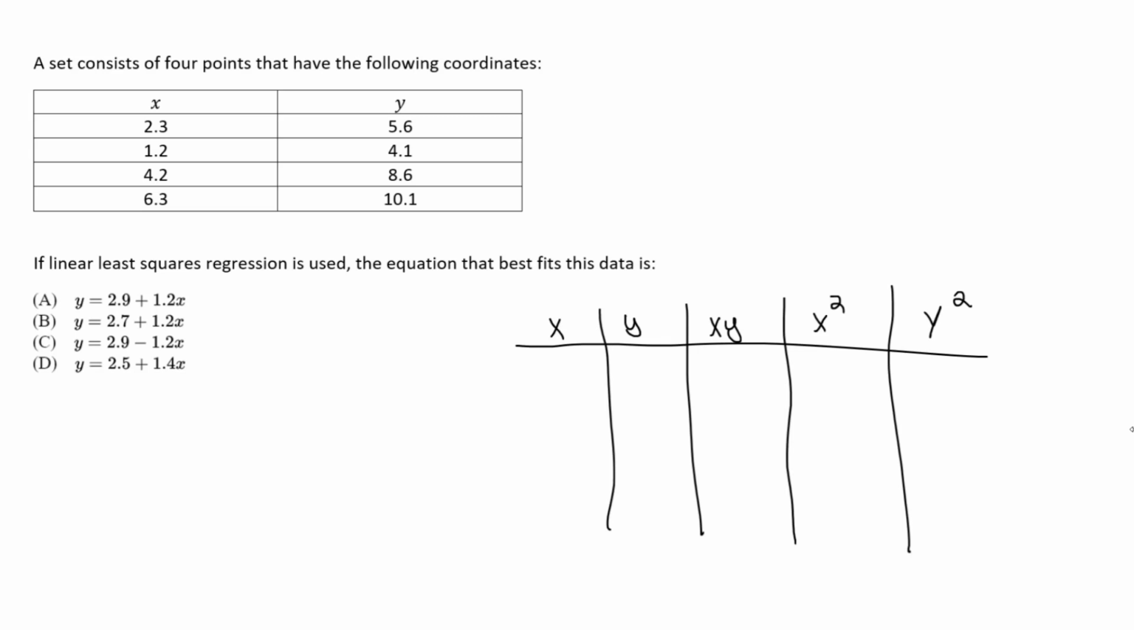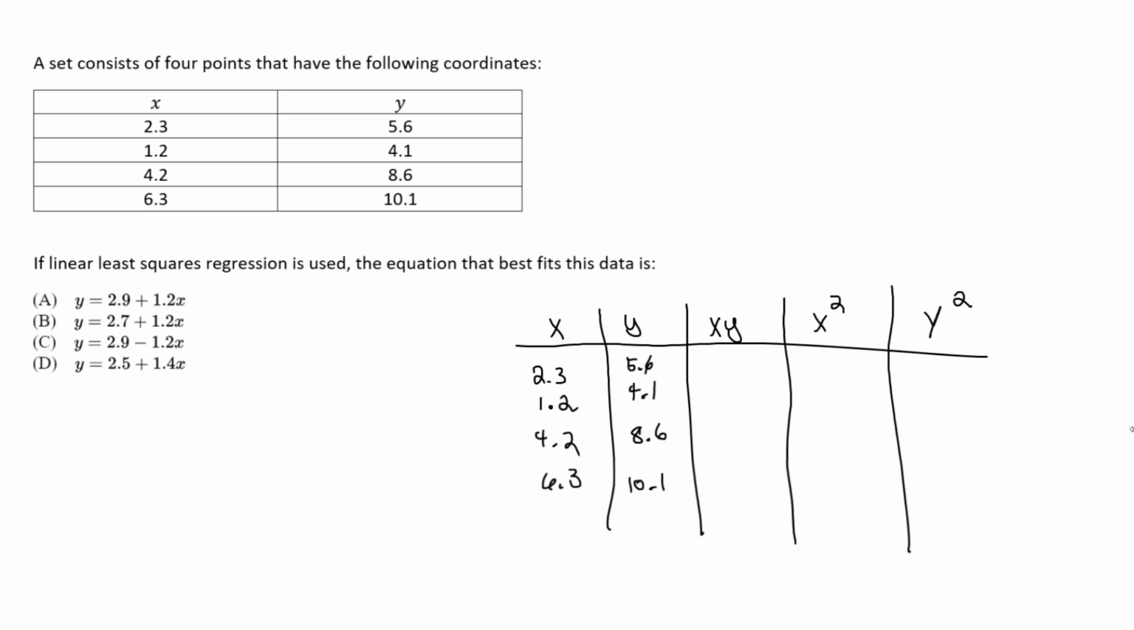So what you have to do is plug in your x variables. So we have 2.3, this is gonna be 1.2, so that's 1.2, this is 4.2, this is 6.3, I'm just looking above. This is going to be 5.6, this is going to be 4.1, this is 8.6, this is 10.1.